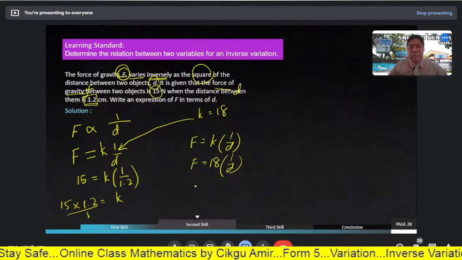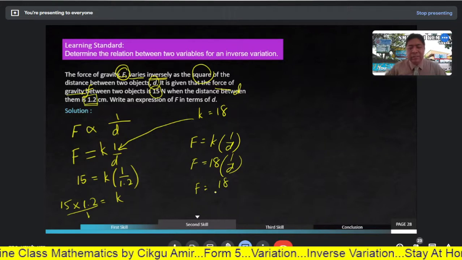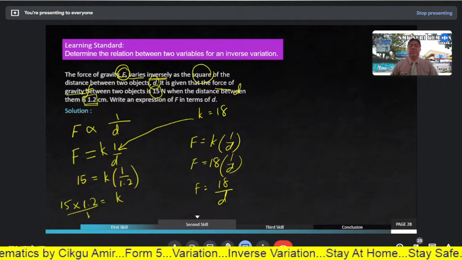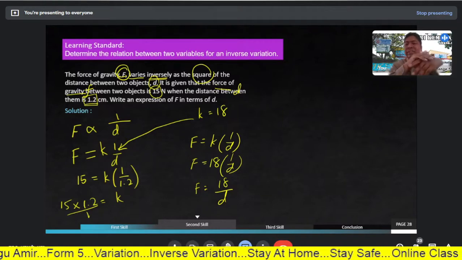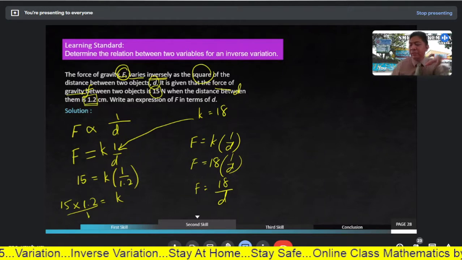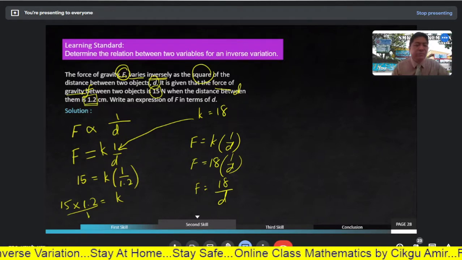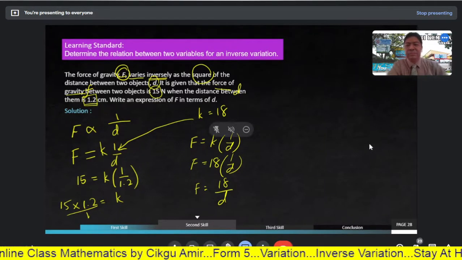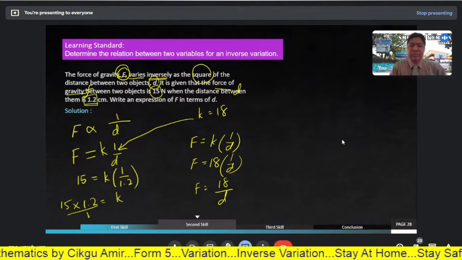This we can write as 18 over D. This is the third example. I give you 2 minutes to write this in your exercise book. And so we continue to our next example.